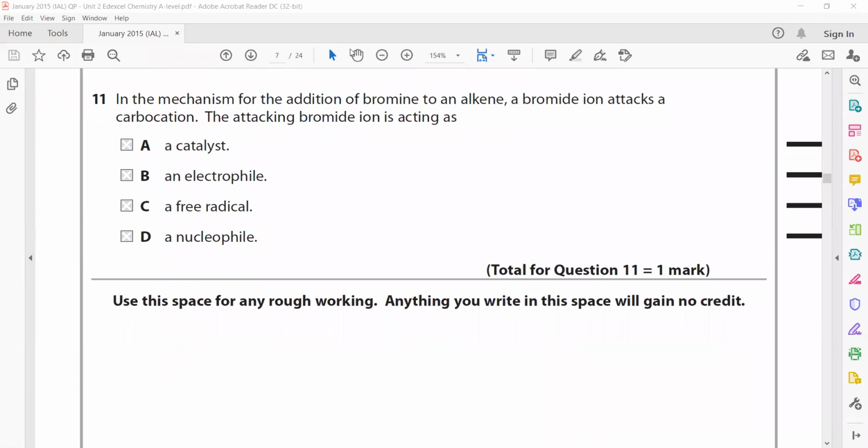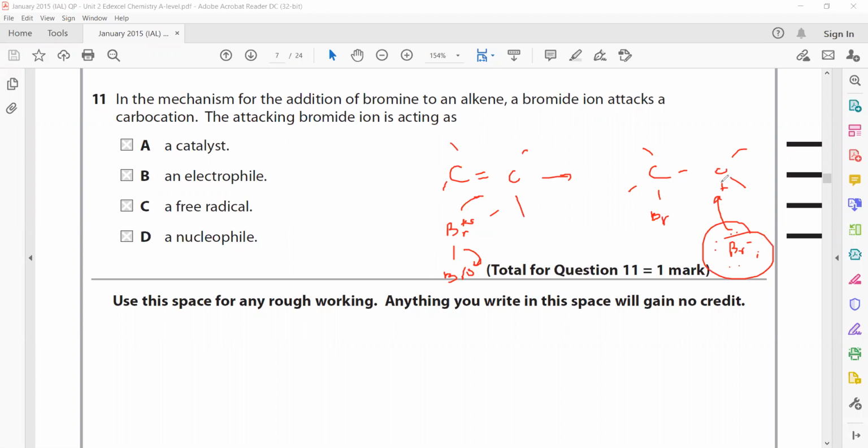In the mechanism of addition of bromine to alkene, the bromide ion attacks the carbon cation. So we have an alkene. First, a bromine molecule is there. This will be partial positive, partial negative, and it will form a bond, which results in the formation of a carbon cation. So the question is, when the bromide ion is attacking this carbon cation, what do we call this bromide ion? Because it is attacking the positive center, it's a nucleophile, the bromide ion. They're not asking for the bromine molecule in the first stage.